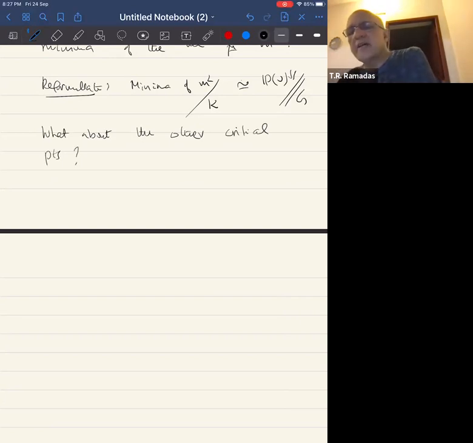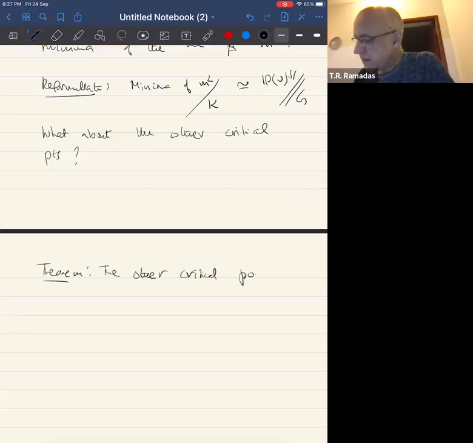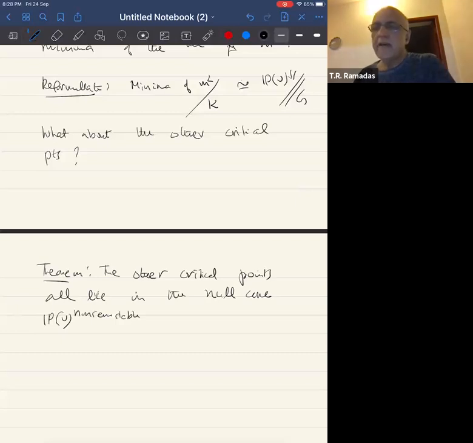There are other points where this function m squared will have critical points, namely where its derivative vanishes. What can you say about them? Theorem: the other critical points all lie in the null cone PV non-semi-stable. Okay, and in fact, you can say more.